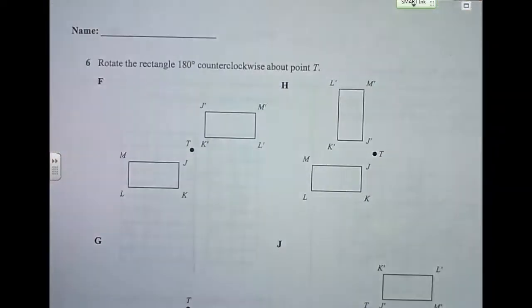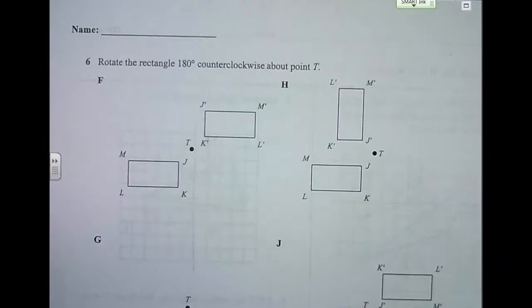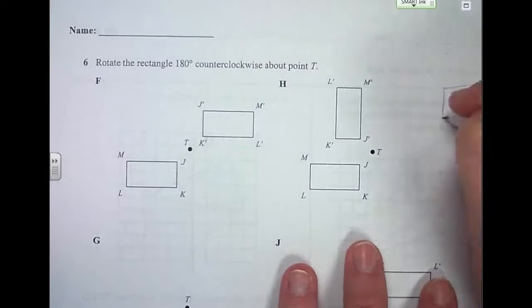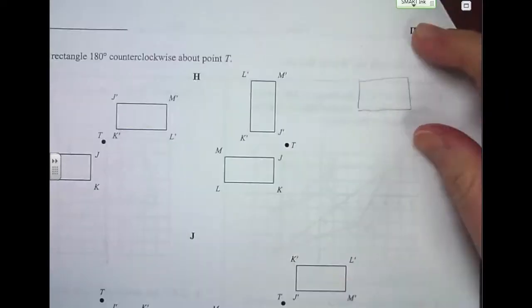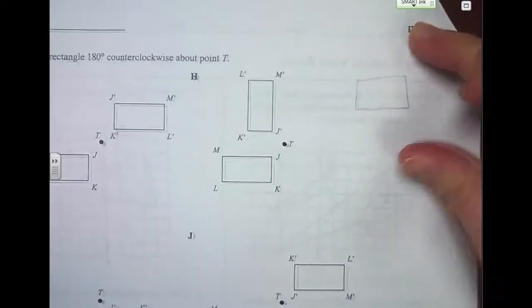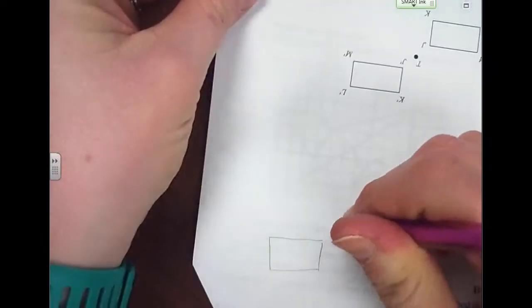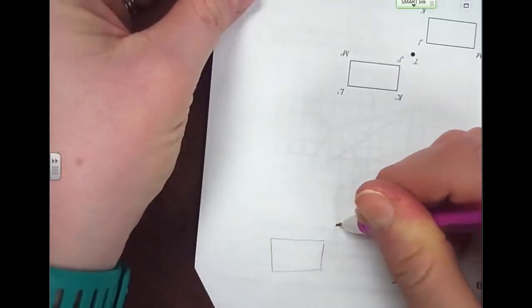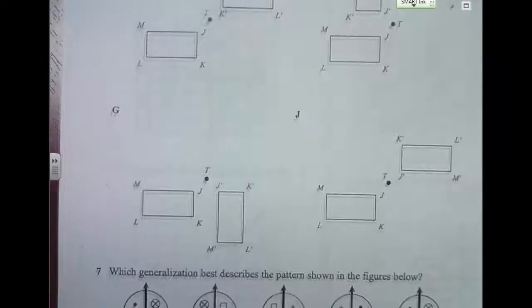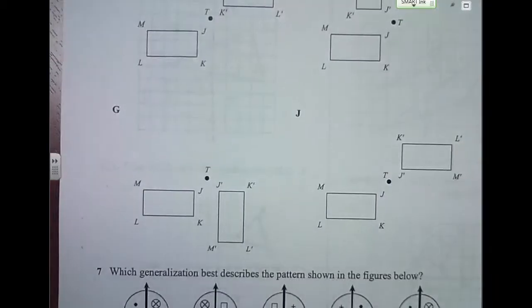Okay, number 6, rotate the rectangle 180 degrees counterclockwise about point T. So if you take a rectangle, let's just look at an example. If I draw a rectangle like this, and I was to rotate it 90, I'll put a point here so we can visually see it. 90 would be like that, and then 180 would be like this. So it's almost like it's the same rectangle, but then the point is up here.